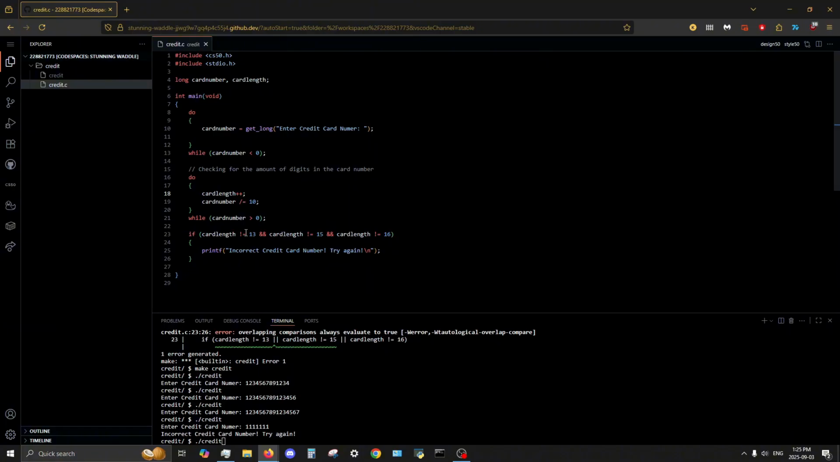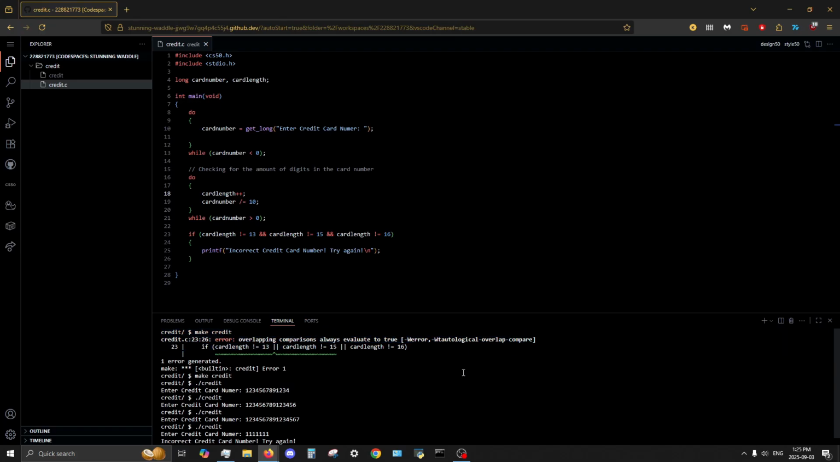And then if the card length is not 13 and is not 15 and is not 16, then we say it is not the correct card number and to try again. So we've done all that. I tried OR before, but it wasn't working because it was saying it will always be true. Like if it's not 13, it could be not 15. So yeah, this will return everything, while this will only return if it's 13, 14, 15, and 16.